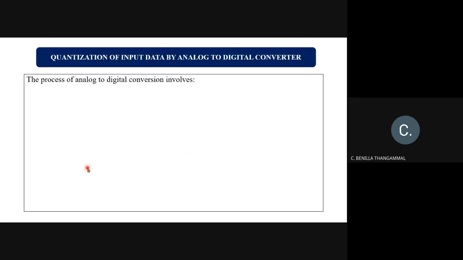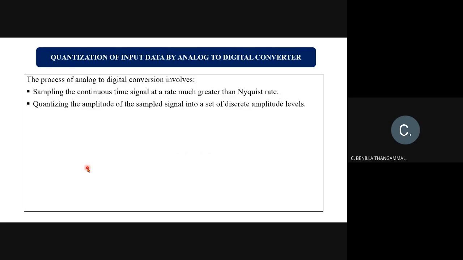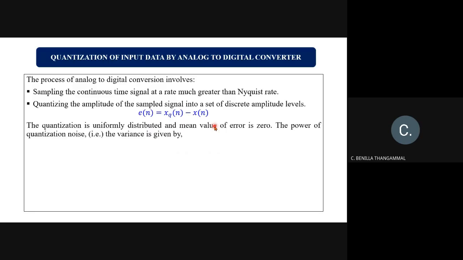Now, errors due to quantization of input data by the analog to digital converter. The process of analog to digital conversion involves sampling the continuous time signal at a rate much greater than the Nyquist rate and quantizing the amplitude of the sampled signal into a set of discrete amplitude levels. So e(n) is equal to the quantized signal minus the unquantized signal. The quantization error is uniformly distributed and the mean value of the error is 0.